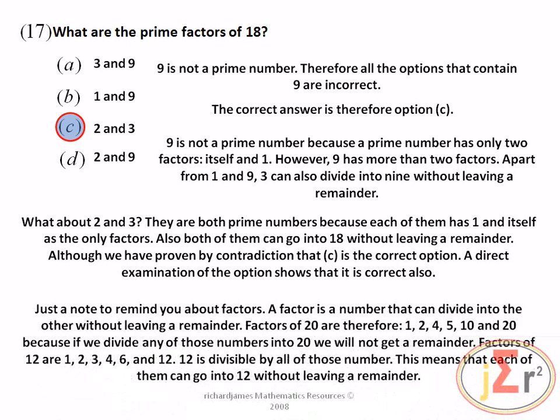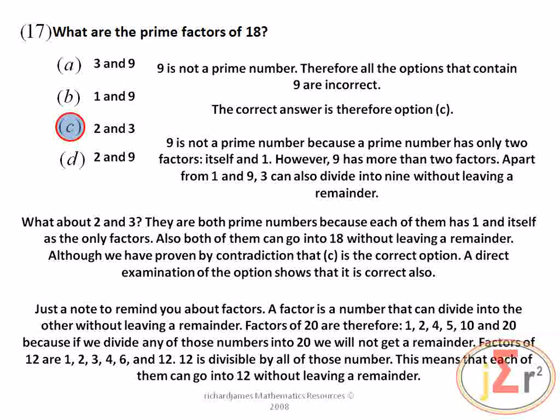Just a note to remind you about factors. A factor is a number that can divide into another without leaving a remainder. Factors of 20 are therefore 1, 2, 4, 5, and 10. Of course, 20 is also a factor of 20, because if we divide any of those numbers into 20, we will not get a remainder.